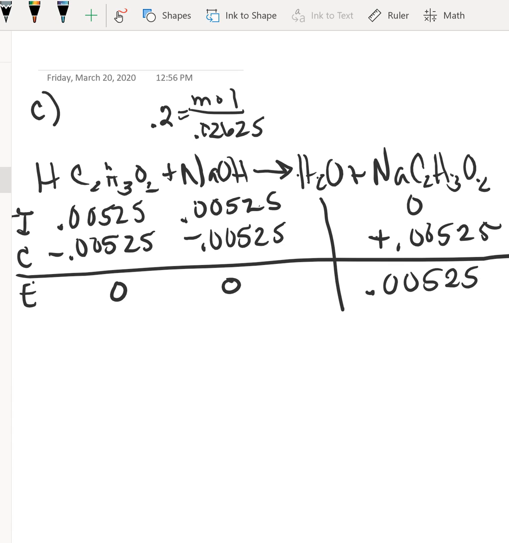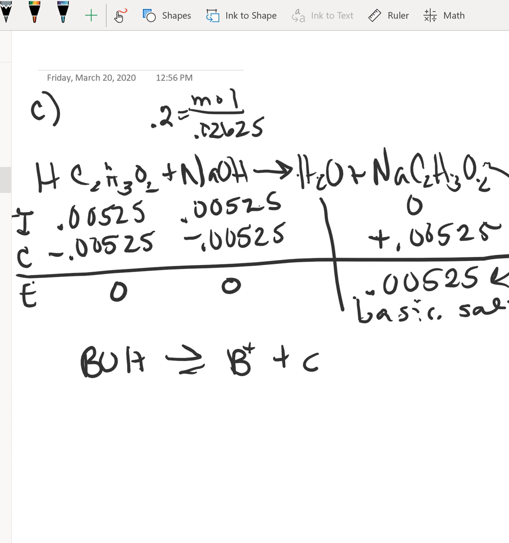Okay, I am at the equivalence point because I have no acid or no base left. All I have left is this stuff. And this is made of a strong base and a weak acid, which means I have a basic salt. So since it's a basic salt, I'm going to use KB. Requires another ICE chart.